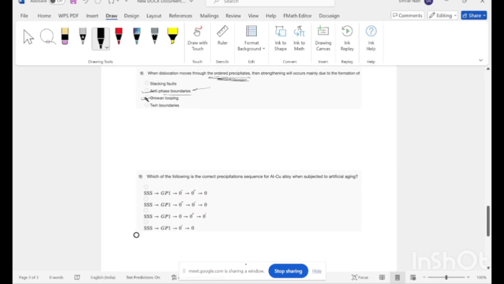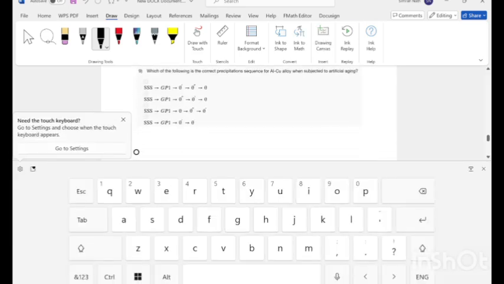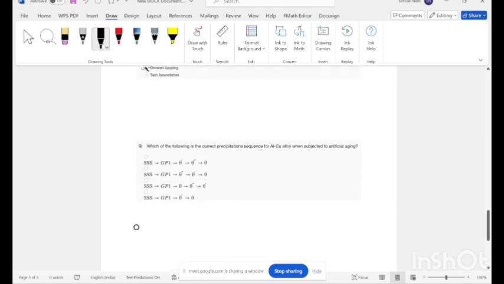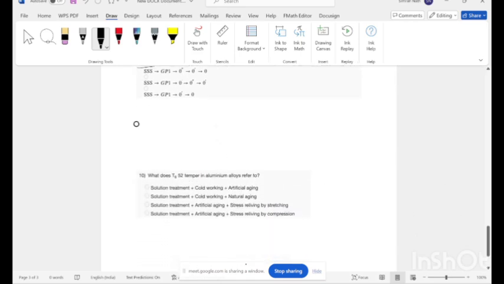So next question is, which of the following is the correct precipitation sequence for aluminum copper alloy when subjected to artificial aging? Second option, madam. Second option. Yeah, correct. Next question is, what does the T652 temper in aluminum alloys refer to? Solution treatment plus artificial aging plus stress relieving by compression. Yeah. And what if it is T651? Then stress relieving by stretching. Yeah, correct.